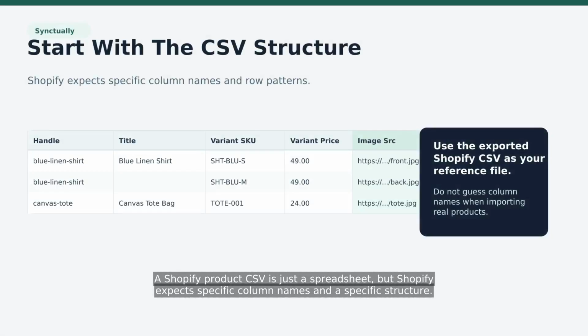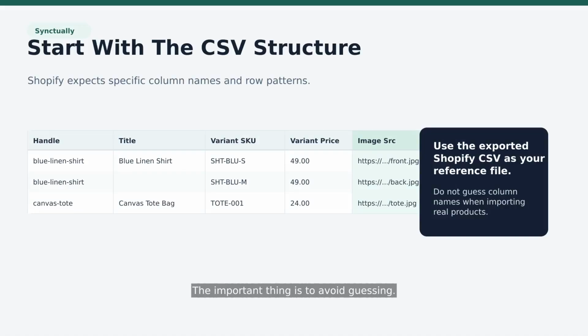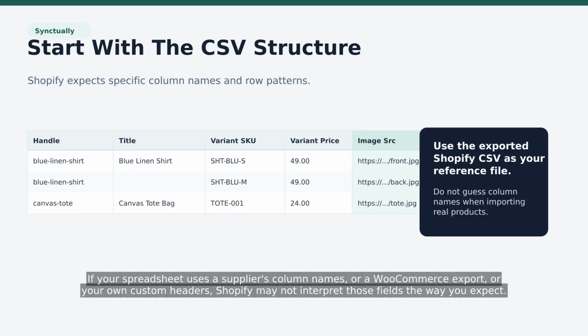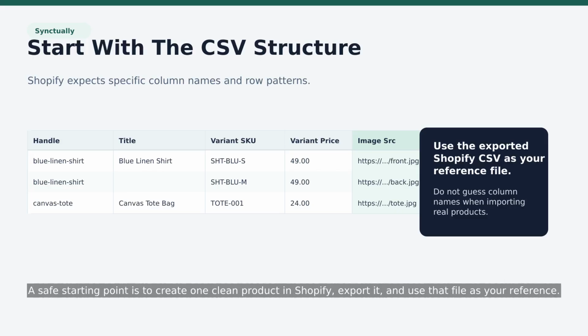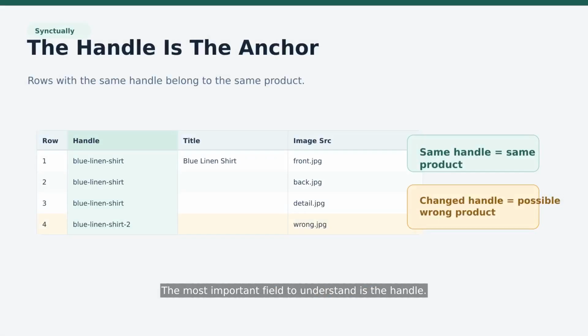A Shopify product CSV is just a spreadsheet, but Shopify expects specific column names and a specific structure. You do not need every possible column for every import, but the fields you use need to match Shopify's expected format. The important thing is to avoid guessing. If your spreadsheet uses a supplier's column names, or a WooCommerce export, or your own custom headers, Shopify may not interpret those fields the way you expect. A safe starting point is to create one clean product in Shopify, export it, and use that file as your reference.